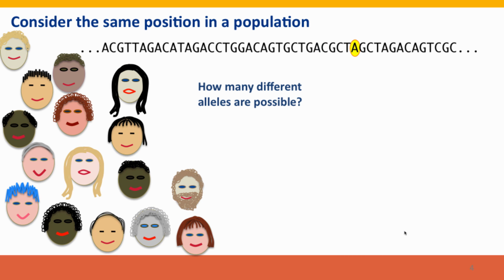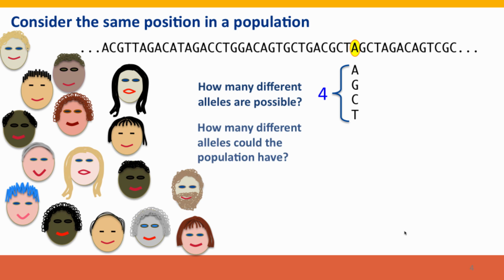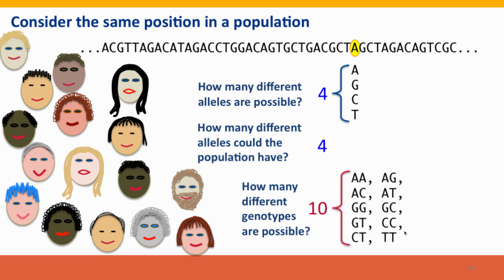Now let's branch out and think about the same position, but this time we're thinking about a population of people. How many different alleles are possible? Well, again, there's only 4 bases, so there's only 4 alleles possible. How many different alleles could the population have? When we had a person, they could only have 2, but the population could certainly have all 4 alleles. How many different genotypes would then be possible in the population? Well, with 4 alleles, we can make a lot of combinations. In fact, there are 10 different genotypes that would be possible just from the 4 different bases in a population.